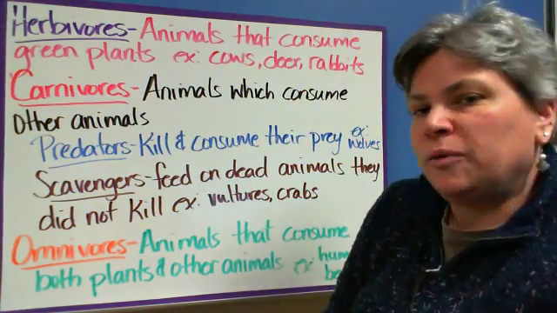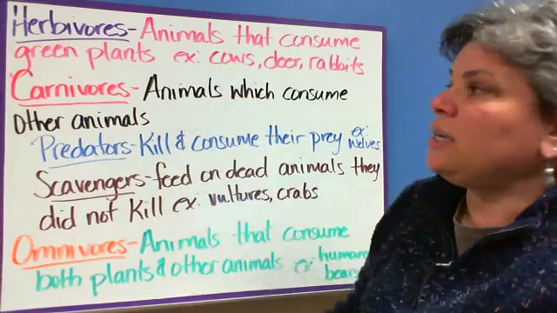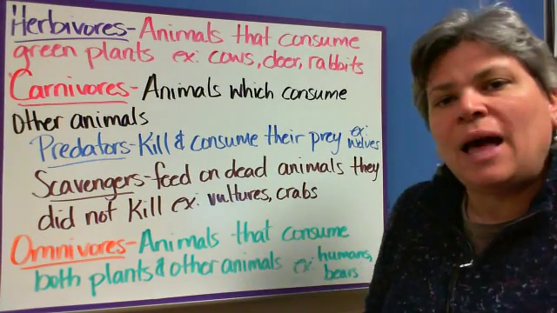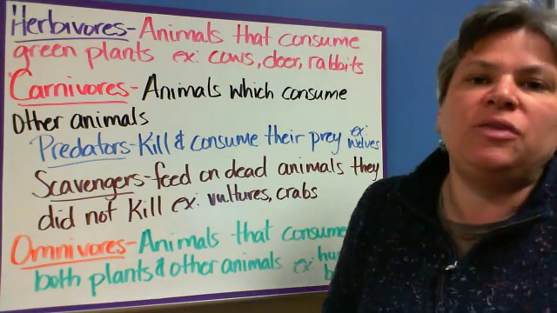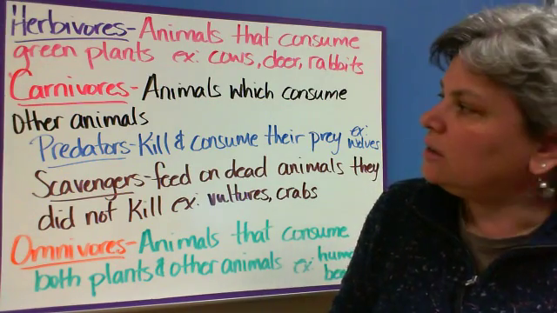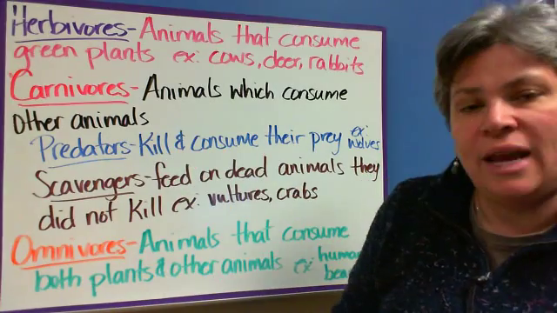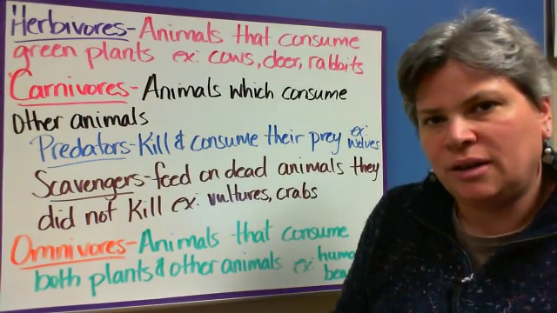Then we need to look at our herbivores. Herbivores are animals that consume green plants, like your grazing animals, cows, horses, deer, rabbits, all the things that go out and eat the green plants. Those are your herbivores. Then that takes us to the carnivores. The carnivores are animals that consume other animals.